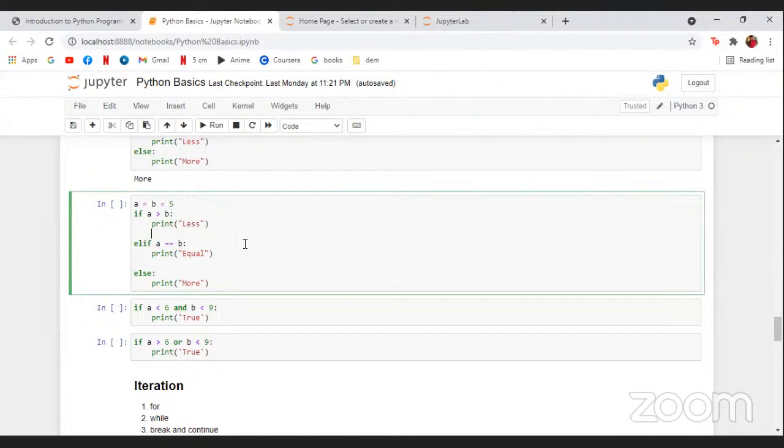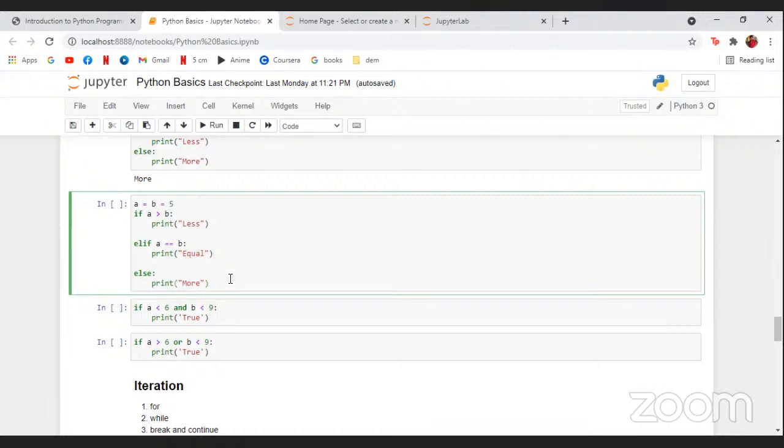So assignment works with what you're assigning to and what you are assigning, which is on the left and on the right. Right. So here I'd say if A greater than B, print less, elif. So this is allowing me to give another condition saying if A is equal to B, print equal. If they're not, print more. So automatically you can see that the else condition means lesser than.